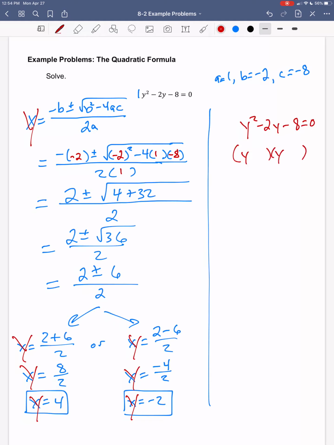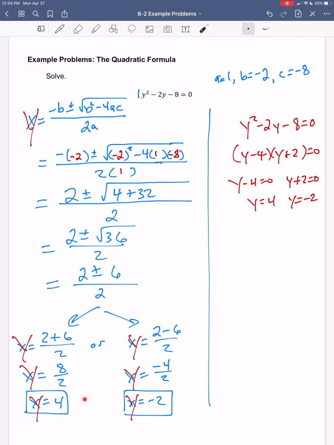This would have by far been the faster way of doing this. I need two numbers that multiply together to give me negative 8, so that means they have to have opposite signs. I think if I do minus 4 and plus 2, that works. So y minus 4 equals 0, y plus 2 equals 0. So I get y equals 4 and y equals negative 2. So these were my two solutions by factoring.